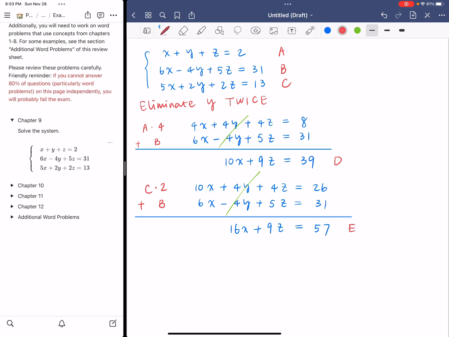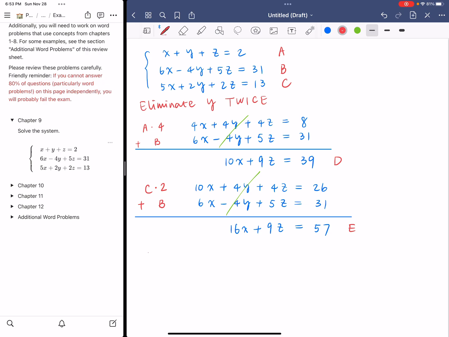And now we have a reduced system of equations in two variables, x and z, which we can solve by substitution or elimination method. I'm going to use the elimination method. And the operation I'm going to be doing will be eliminating z by multiplying one of these two equations by negative 1. The reason is that right now, both of the coefficients of z are positive 9, as you can see. So you just need to make one of them negative 9, and that's how you could cancel them out by adding them.